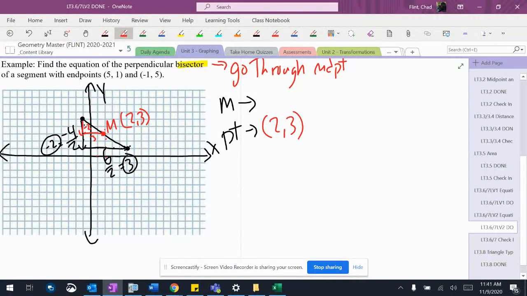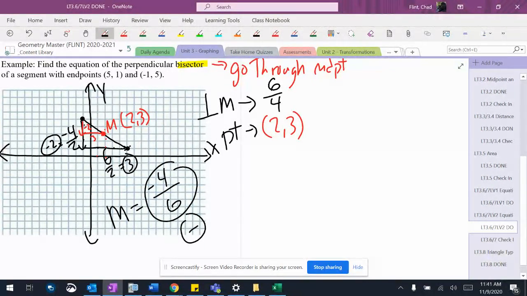Now I need the slope. So I have the work here to figure out the slope. The slope of this line that's in front of me is -4 for the rise, and the run is 6. But I don't want that slope, I want the perpendicular slope. Maybe I put a little perpendicular symbol there. That's going to be flip the fraction, 6/4, and change the sign. This one's negative, this one needs to be positive, and it is.